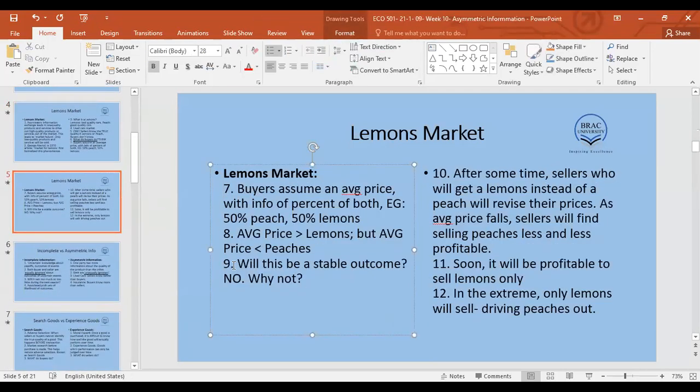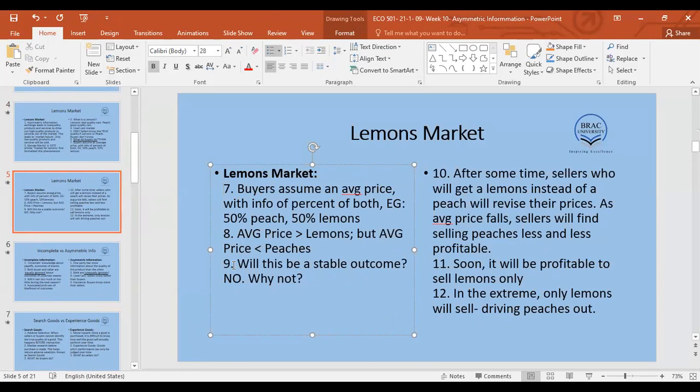Okay, I'm just reading through the points. I think you guys have understood it. Buyers will assume an average price with information of the percentage of both. For example, 50% are good quality, 50% are bad quality. The average price will definitely be more than the actual price of the bad quality, and less than the actual price of the good quality car, 750.